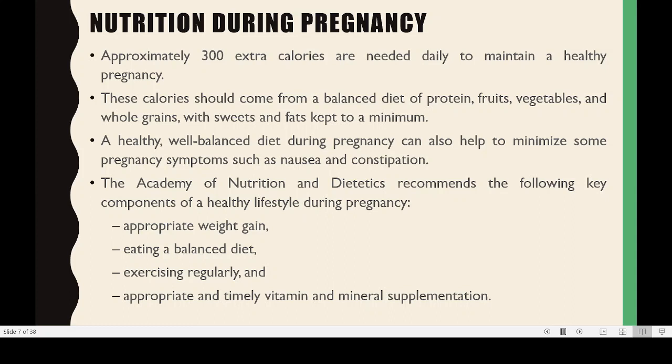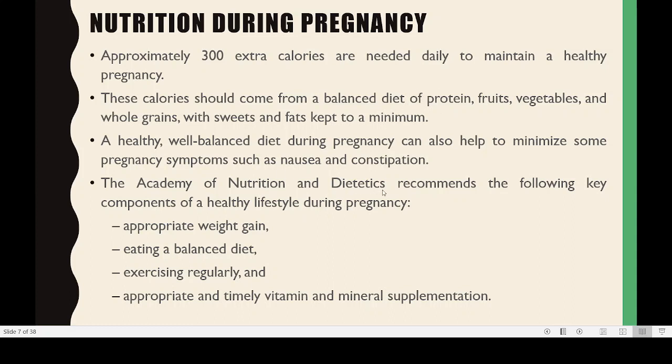Another problem is constipation. Why does constipation take place? Because when the uterus is developing and enlarging, it will be pressing on your intestine as well as rectum, and that will create a problem of constipation. Then the amount of water available in the intestine, especially in the large intestine and rectum, will also be reduced. That also results in constipation. So in order to avoid constipation, the mother should eat enough fruits and vegetables. Otherwise, these kinds of problems will be troubling you.